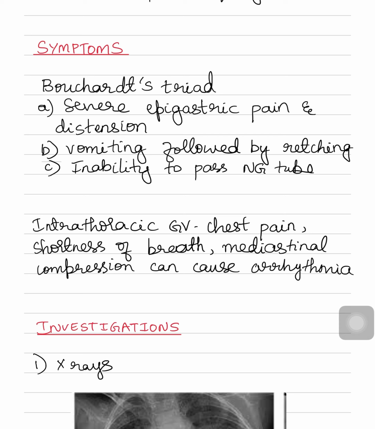There is one more variety called intrathoracic gastric volvulus, because you know that in secondary gastric volvulus the most common cause is paraesophageal hernias. Especially in type 4 paraesophageal hernias, you find this type of intrathoracic gastric volvulus causing chest pain, shortness of breath and mediastinal compression, and it can even cause arrhythmias.